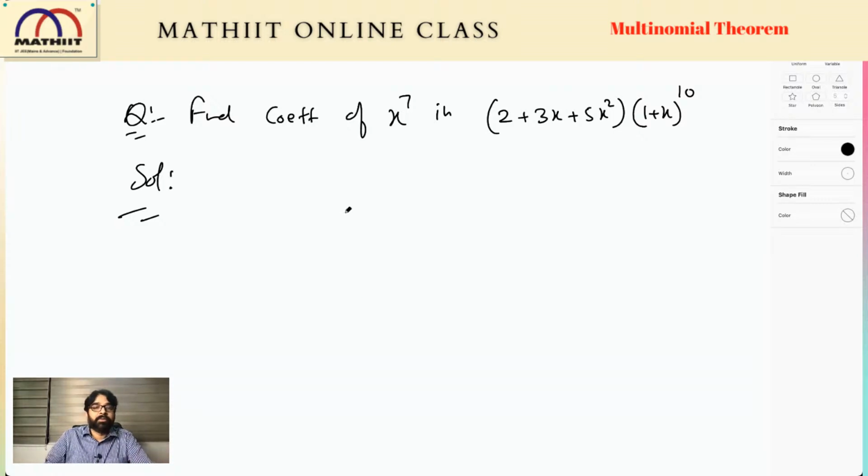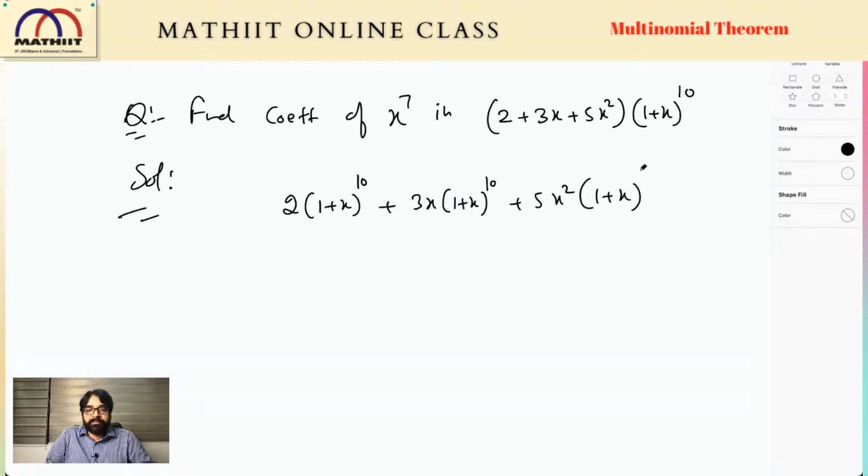Done? Chalo. Let me show you. x power 7. First thing, I will multiply, so I will get 2(1 + x^10). Actually, our expression is this: 3x(1 + x^10) plus 5x^2(1 + x^10).